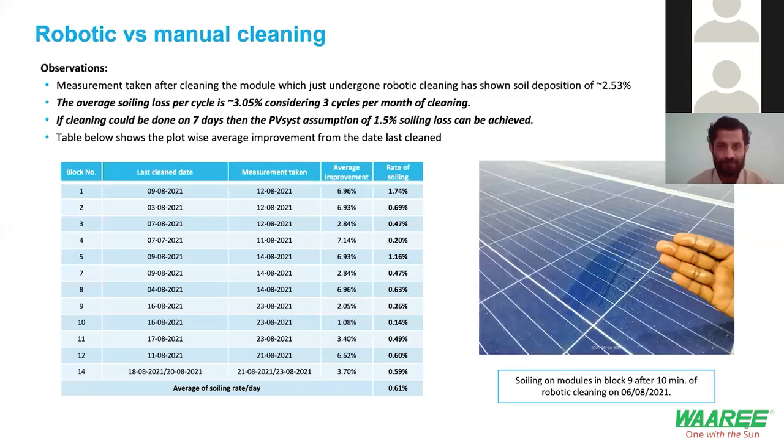Here if you see, with an average soiling cycle of 3 cycles per month, average soiling was 3%. And as per their estimation, they had estimated about 1.5% soiling in the system. So now they have to do cleaning manually on a 7-day basis to actually achieve that 1.5% figure.